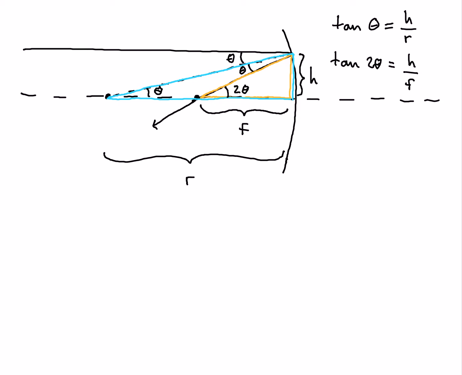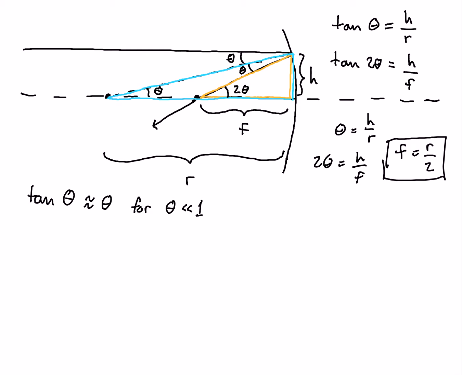Now in that case we can use the small angles approximation, which says, among other things, that the tangent of theta is approximately just theta for theta much less than 1 radian, that is. So working in this approximation, theta is equal to h over r. That's because tan theta was just theta, so theta is h over r. And 2 theta is h over f. And a little algebra will get you to f equals r over 2. So the focal length is the radius over 2.